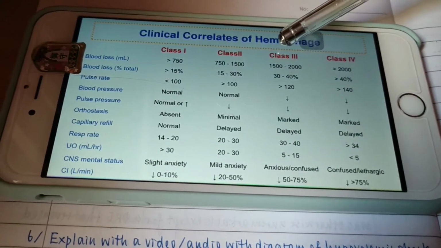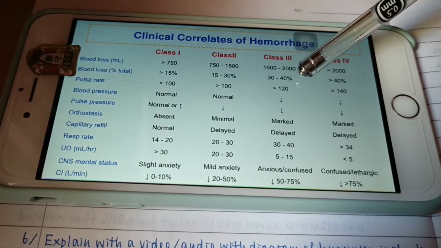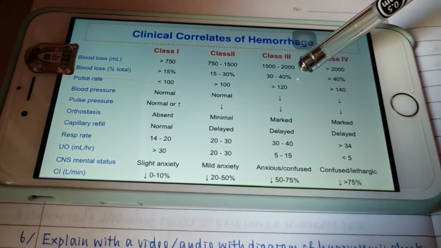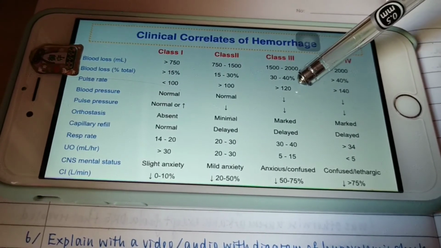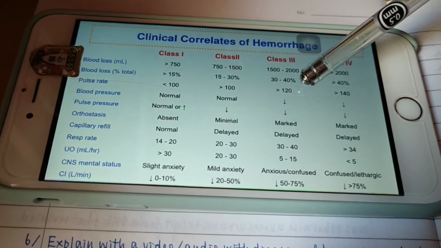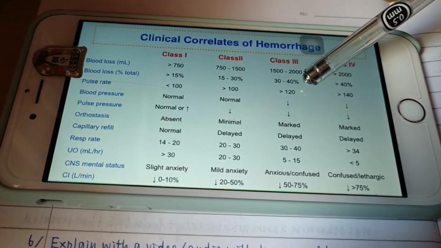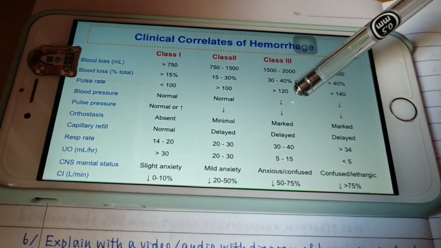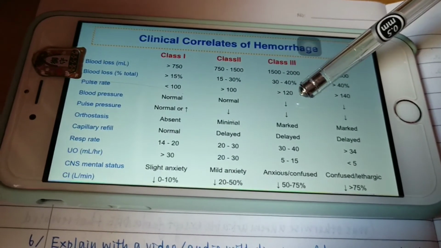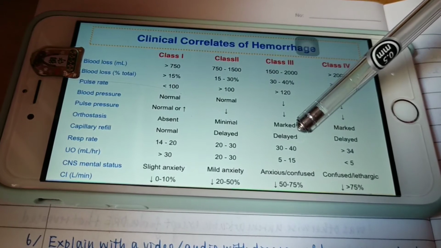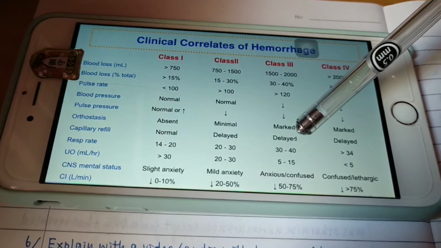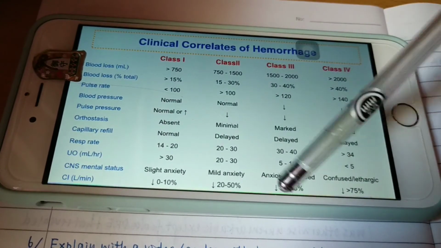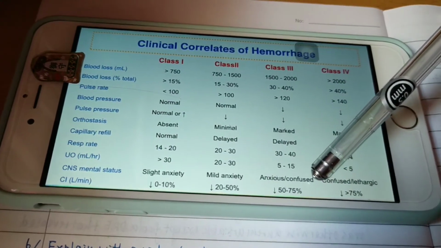For class 3, the total blood loss would be 1.5 liter to 2 liter, and it is about 30 to 40% of our blood loss from the total circulation, and the pulse rate may exceed 120 beats per minute, and the capillary refill time may be delayed, and altered mental status may occur.